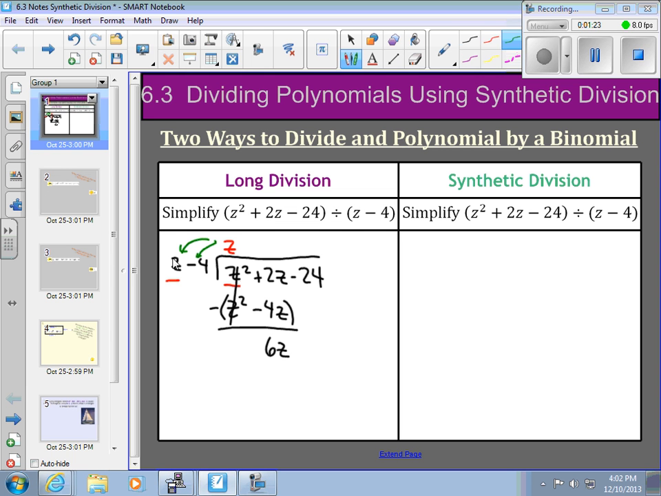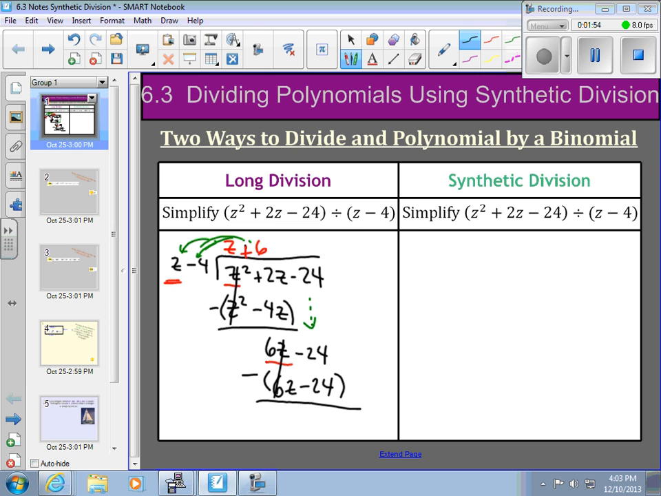Bring down the next term and repeat the process. So now we want to see if we take z again and divide it into 6z, what do we get? So 6z divided by z would be 6. So we have plus 6. Again, take that and distribute it back through here. So we'd have 6z. 6 times negative 4 would be negative 24. Now we're going to subtract this again.